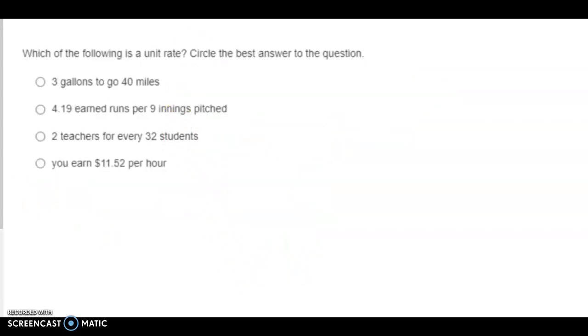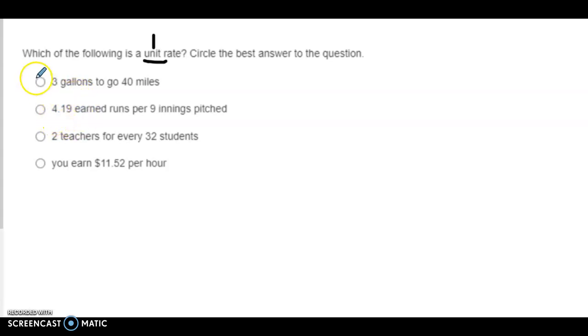For this next one, which of the following is a unit rate? All right, so if we're dealing with unit rates, we usually want to know what you get if you break it all the way down to 1. Let me show you what I mean by that. So this first answer says 3 gallons to go 40 miles. Well, that breaks it down to 3 gallons. We want it broken down into 1 gallon.